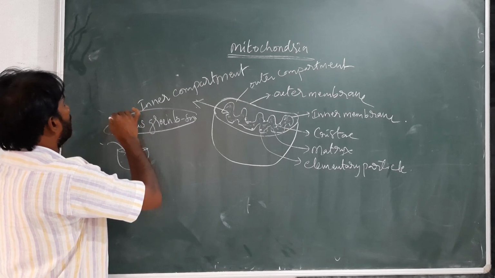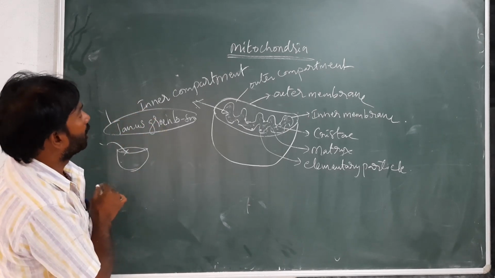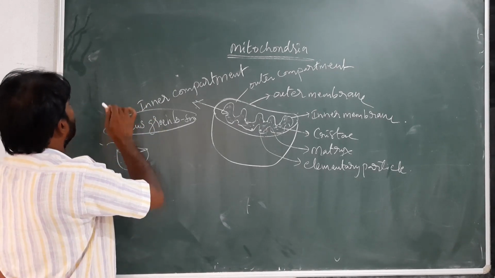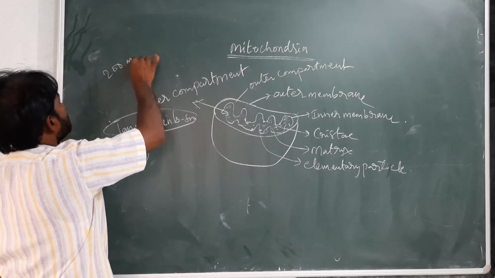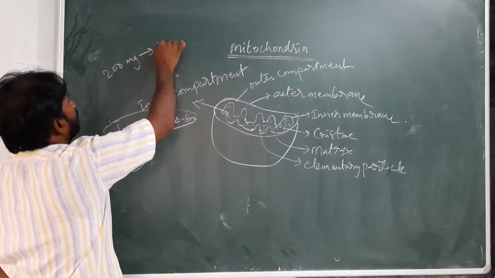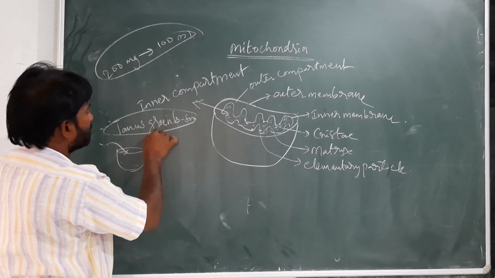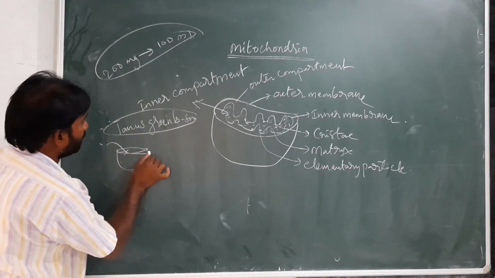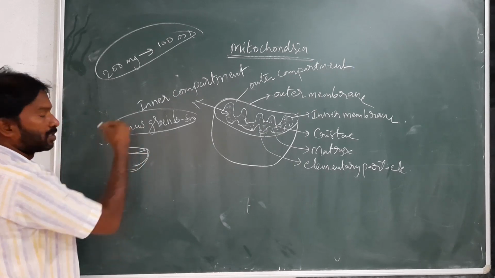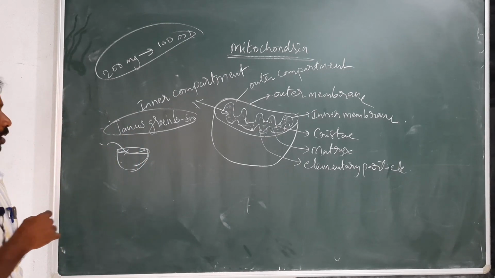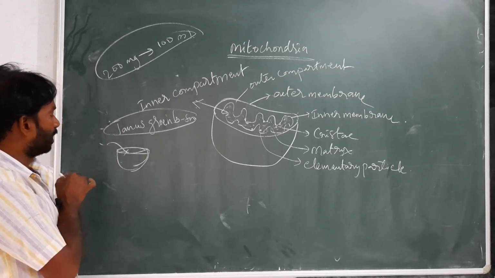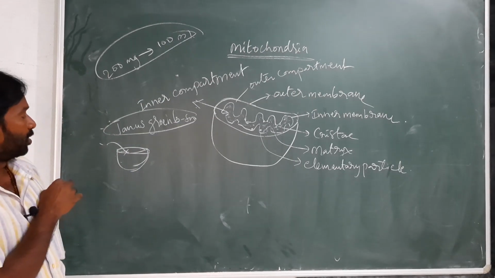How can we prepare Janus green solution? We have to take 200 mg dissolved in 100 ml, then we can prepare the Janus green B solution. We take it in a small bowl and also keep the onion peel in this solution. Then you have to keep it for half an hour.